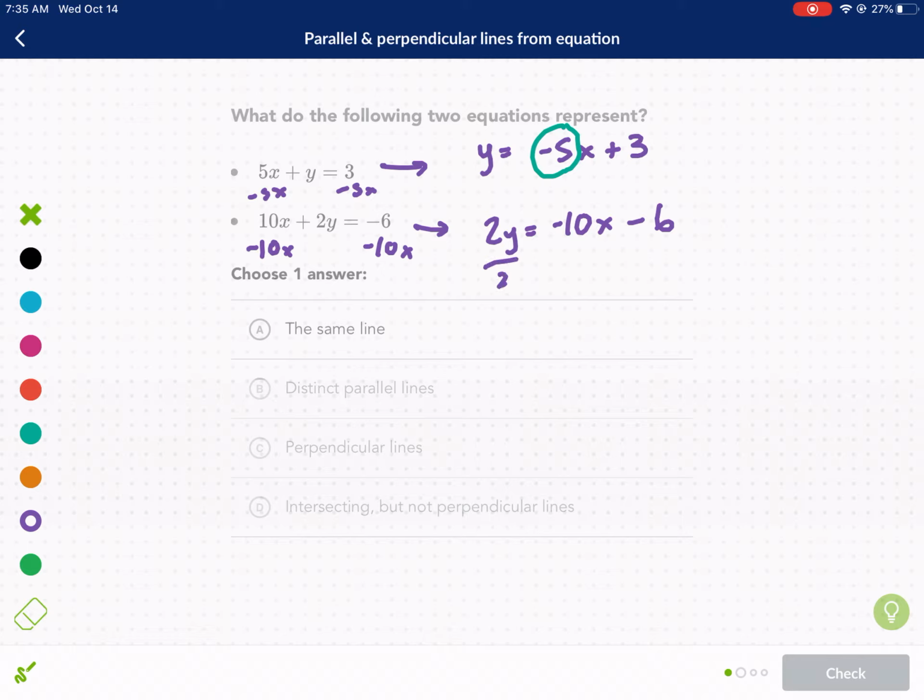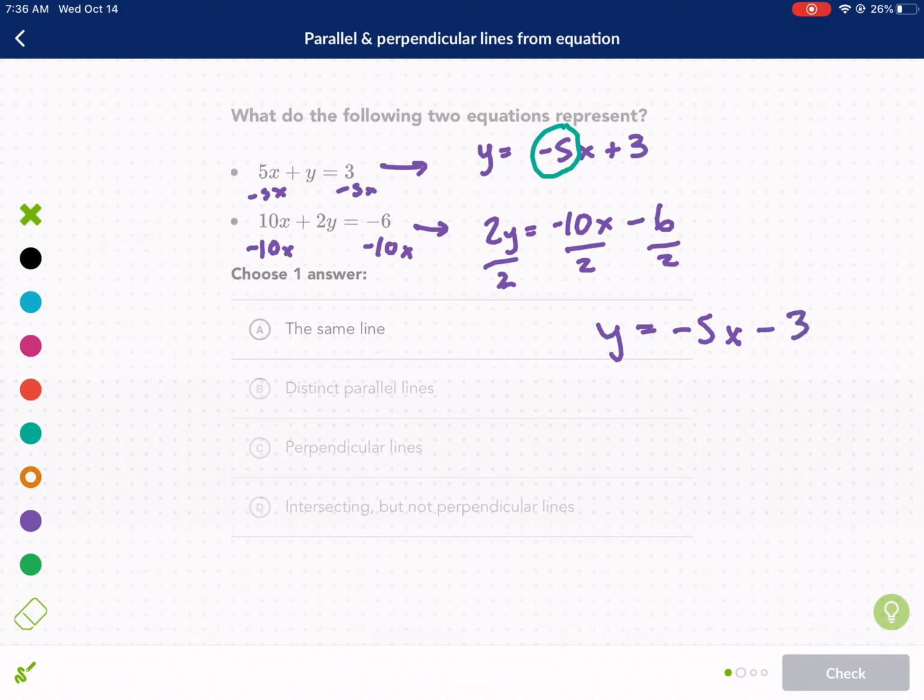Now I'm going to divide both sides by 2. Divide by 2, divide by 2. And essentially, I'm dividing the right side by 2, but because there's 2 terms, I need to divide each term by 2. That's what I'm showing here. And you get y equals negative 10 divided by 2, negative 5x. And it doesn't even matter what my y-intercept is. In this case, it's minus 3, but we don't really care.